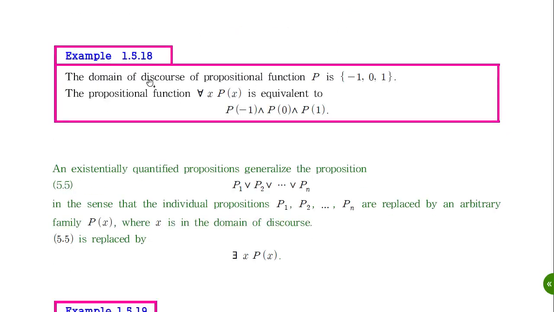For example, the domain of discourse of propositional function P is -1, 1, 0. Then the propositional function for all x, P of x is equivalent to this and this and this. So all three are satisfied. So this statement can be simplified in this way in notation.